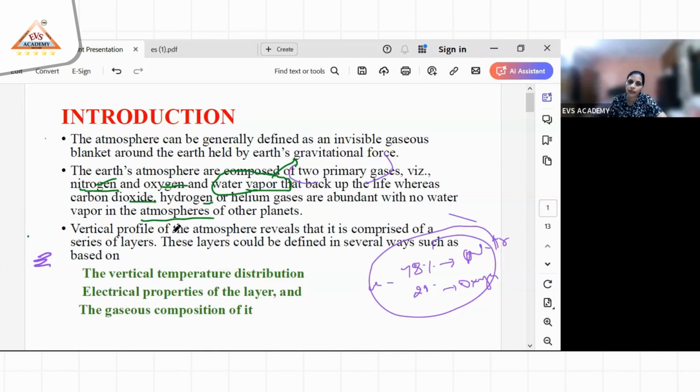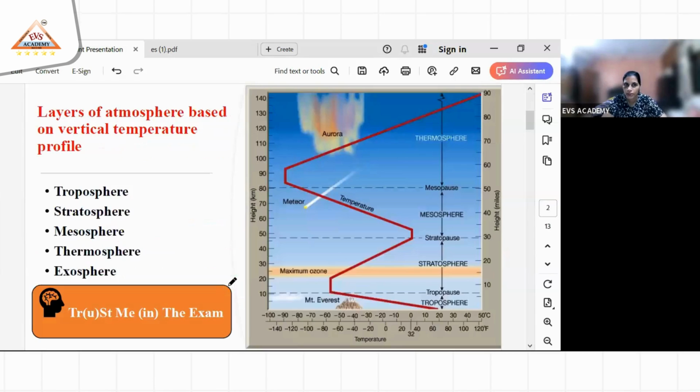Basically, there is a vertical profile of the atmosphere, comprised of a series of layers present in the atmosphere. These layers are classified on these bases: first is the vertical temperature distribution, second is the electrical property, and third is the gaseous composition. We will discuss them one by one. First of all, we will discuss the vertical temperature distribution.